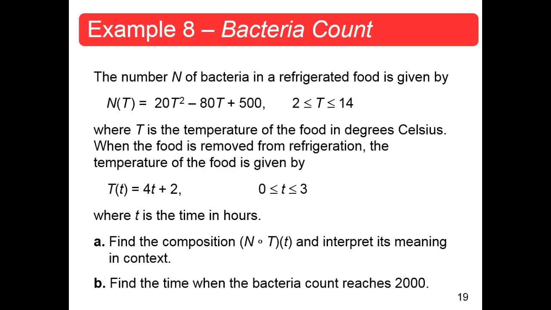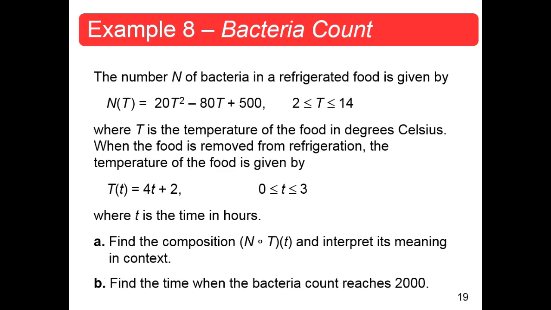So this is a refrigerated food, and the refrigerator keeps the food around 2 degrees Celsius, which would be about 35 or so Fahrenheit. Okay? Which is about right. Check Mom's refrigerator at home, you'll see that usually the setting is somewhere around there.